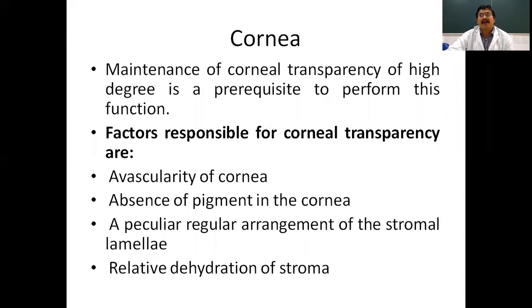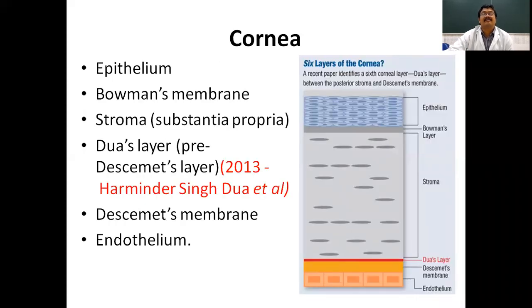And relative dehydration of the stroma is done by the endothelial pump. The epithelium and the endothelium of the cornea play an important role in maintaining the dehydration of the stroma by an active mechanism, and the epithelium doesn't allow the permeability of anything from the epithelial surface because of tight junctions.